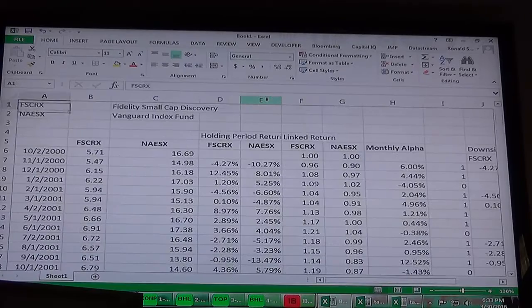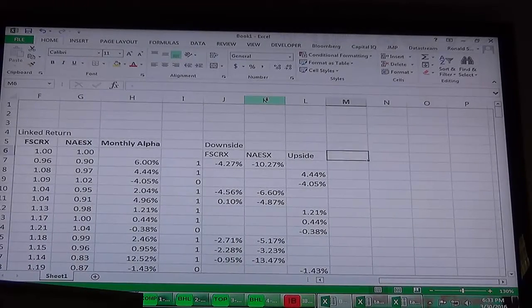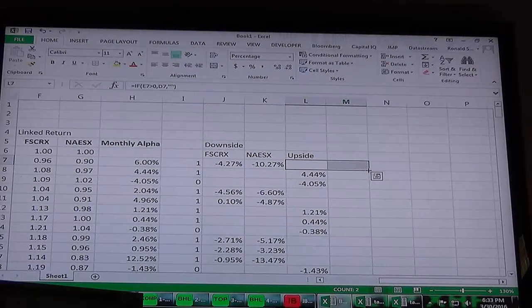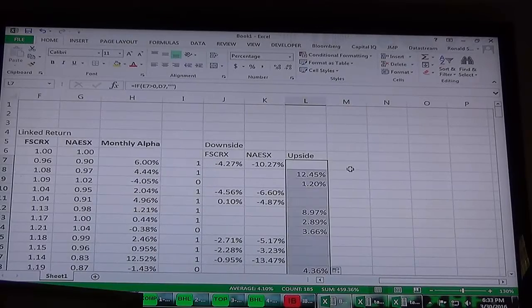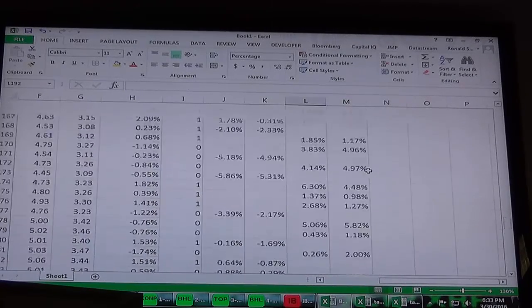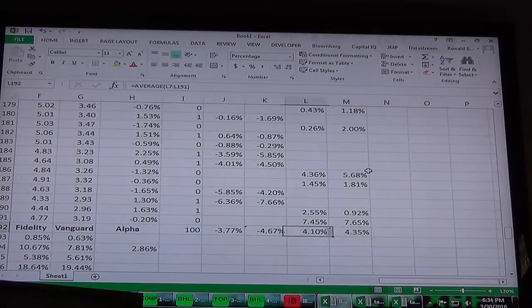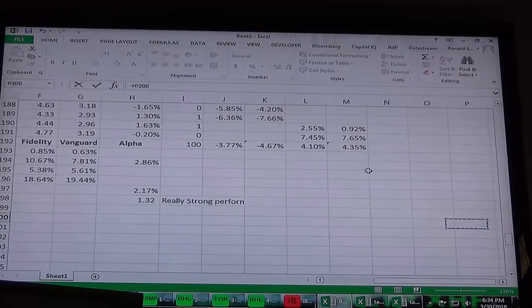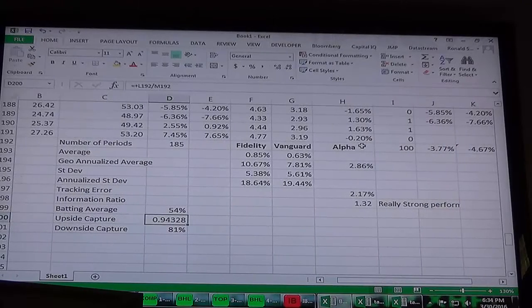What about upside capture? Exact same thing, except on the upside, we want to see how they did versus how the market did. So we'll do the exact same thing. We'll bring the average over. And it tells you a lot about the fund. So on the upside, how do they do? On the upside, they captured 94% of the market.